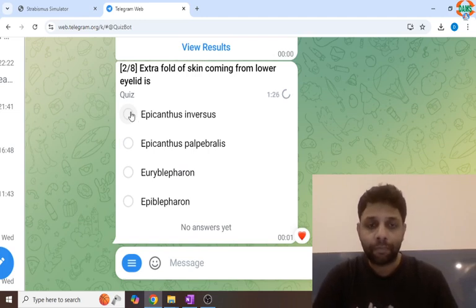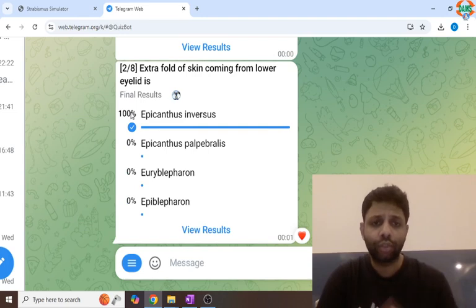Epicanthus inversus is the answer, seen in blepharophimosis. Blepharophimosis means decrease in horizontal aperture. It is the BPES syndrome: blepharophimosis, ptosis, epicanthus inversus, telecanthus syndrome. What is telecanthus? Increase in the intercanthal distance due to soft tissues.